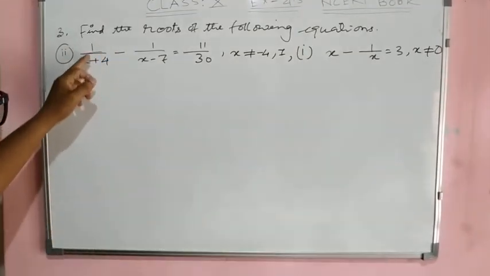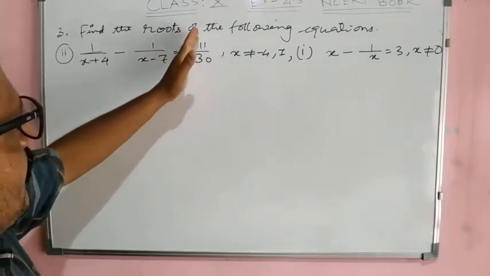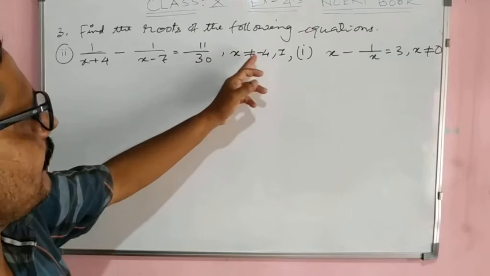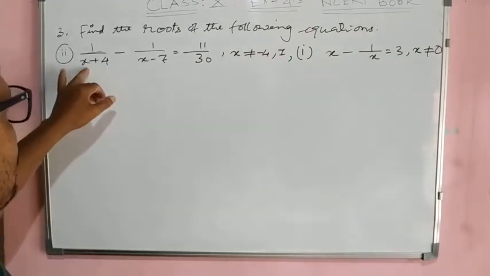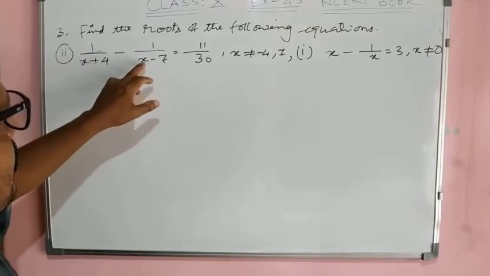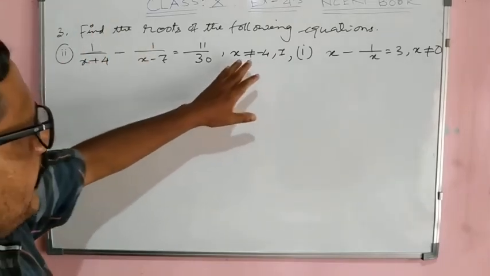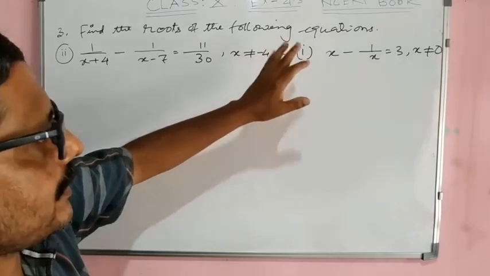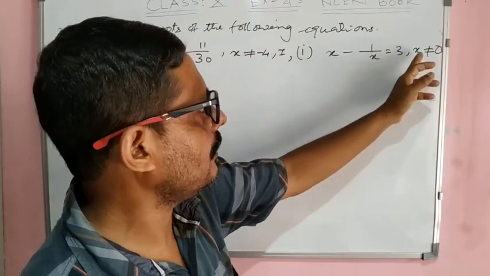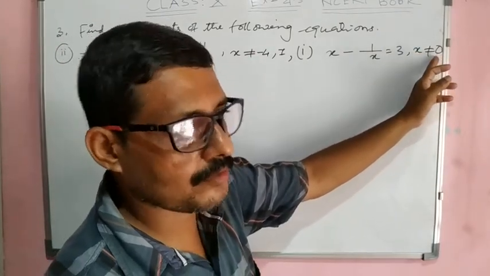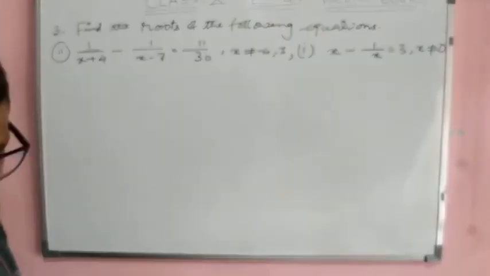Question number 2 is given: 1 by (x plus 4) minus 1 by (x minus 7) equal to 11 by 30, where the value of x cannot be minus 4 or 7. If it is minus 4, then 1 by 0 is not possible. If it is 7, then also 1 by 0 is undefined. So the value of x cannot be minus 4 and 7. Question number 1 is x minus 1 by x equal to 3, where x is not equal to 0. So this you will try at home, and I will show you this one.